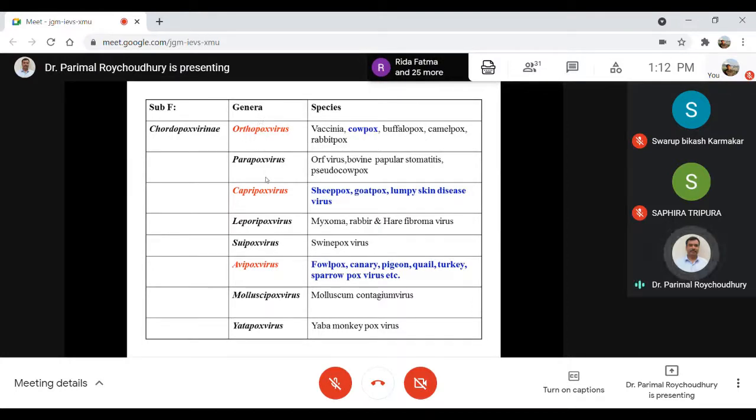We get different genera: ortho, para, capri, lepori, sui, avi, mollusca, yatapox. These are the different genera under this Poxviridae. However, we are going to restrict our discussions to only a few, like orthopoxvirus, which includes cowpox and buffalo pox. The same disease manifestation we also see in the camel.